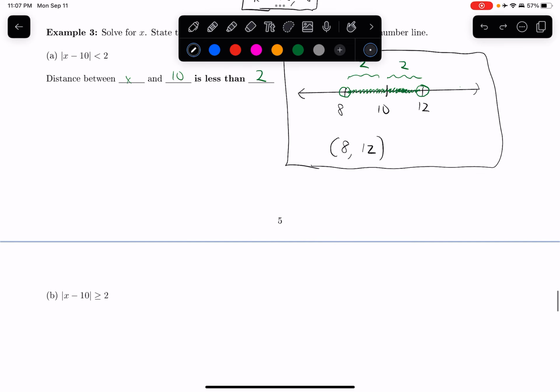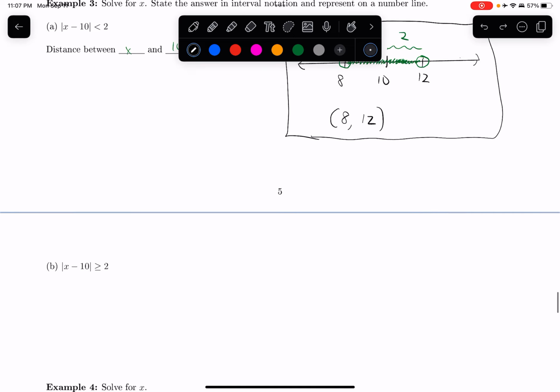What if I now flip the inequality and make it a greater than or equal to? Okay, well, let's think about it as a distance. So absolute value of something minus something is a distance. This is the distance between, I'm going to just abbreviate those words, x, mystery number, and 10. That distance, I'll put it in quotes, that distance is greater than or equal to 2.